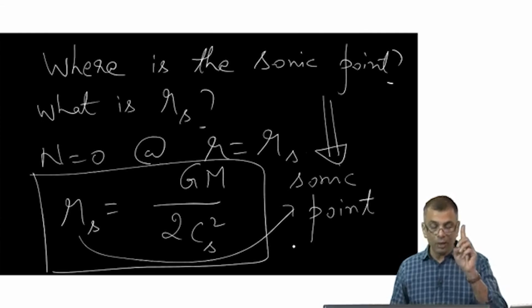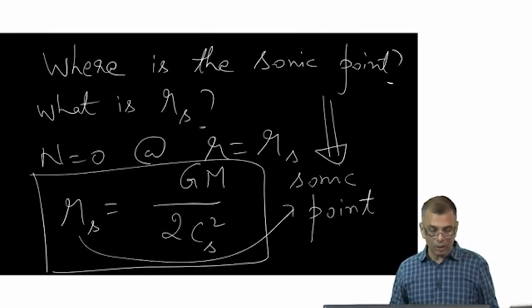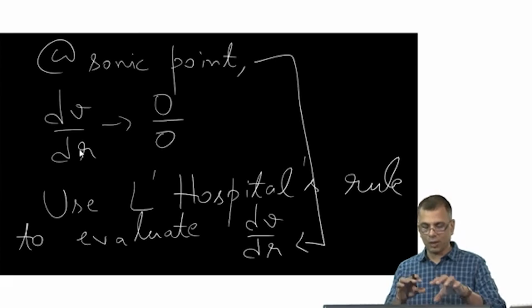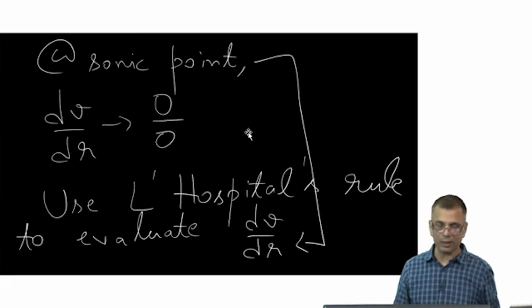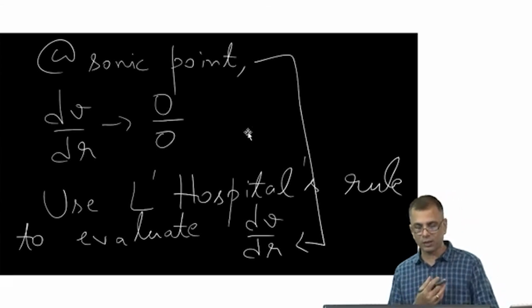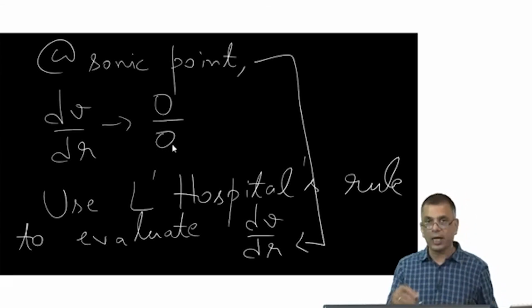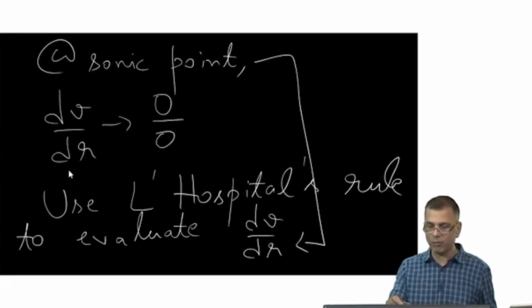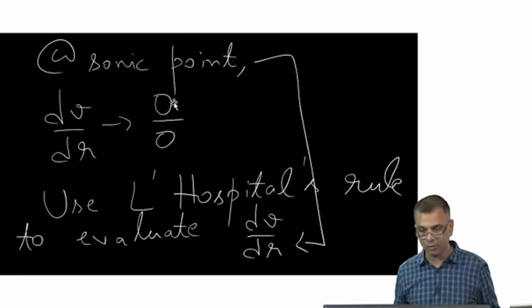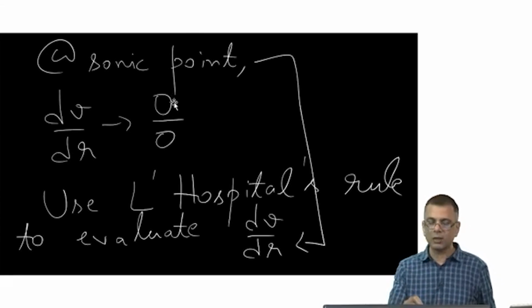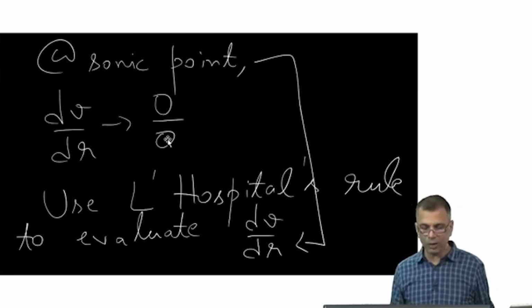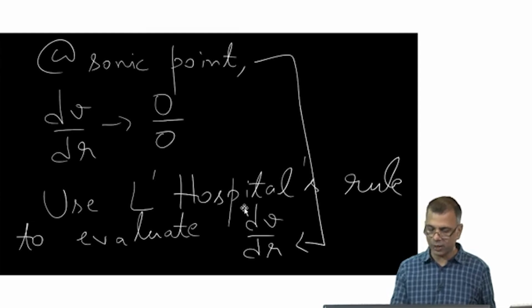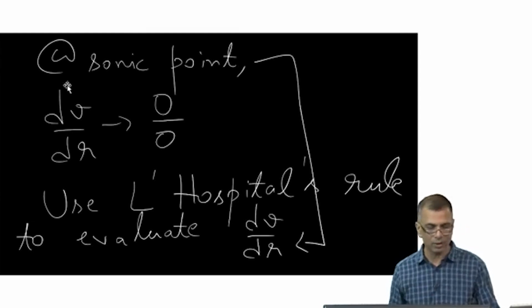Now, I forgot to put this, I should have had this slide later, but that's okay. We've discussed this. So the denominator becomes 0, and in order to ensure that dV/dr remains well behaved, we also demanded that the numerator equal 0 at the sonic point, and now dV/dr having a 0 over 0 kind of character is not a problem. Okay, we know how to deal with it. We use L'Hopital's rule to evaluate dV/dr at the sonic point.